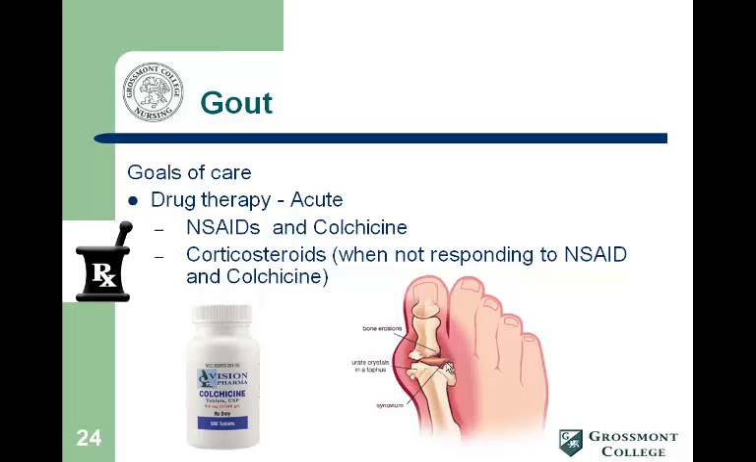So we want to manage these acute flare-ups, and then there's also going to be long-term management to prevent the flare-ups and also control the hyperuricemia. So the NSAIDs we're going to use are ibuprofen and indomethacin, and then also colchicine. And if we're not responding to the NSAIDs and colchicine, and those can be used in conjunction with each other, then they're going to go to corticosteroids.